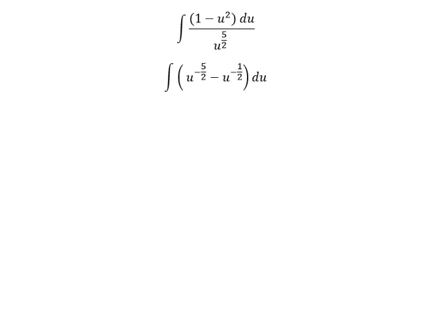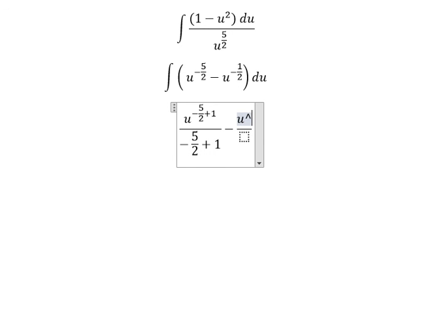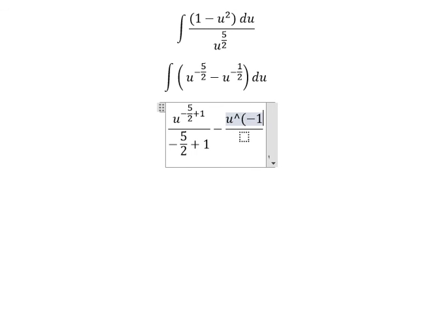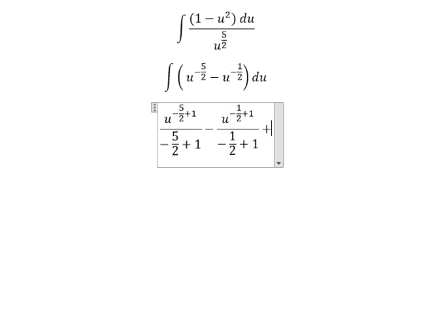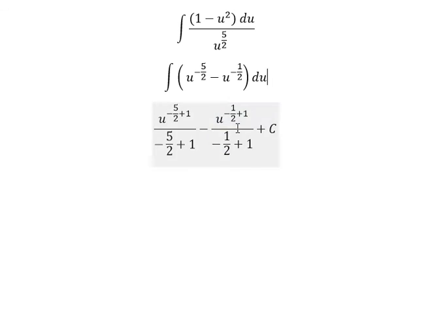And now we can get the final answer. The integral of u to the power of negative 5 over 2, you will get u to the power of negative 5 over 2 over 5 over 2 plus 1. So this one you got u to the power of negative 1 over 2 plus 1. And c is the constant.